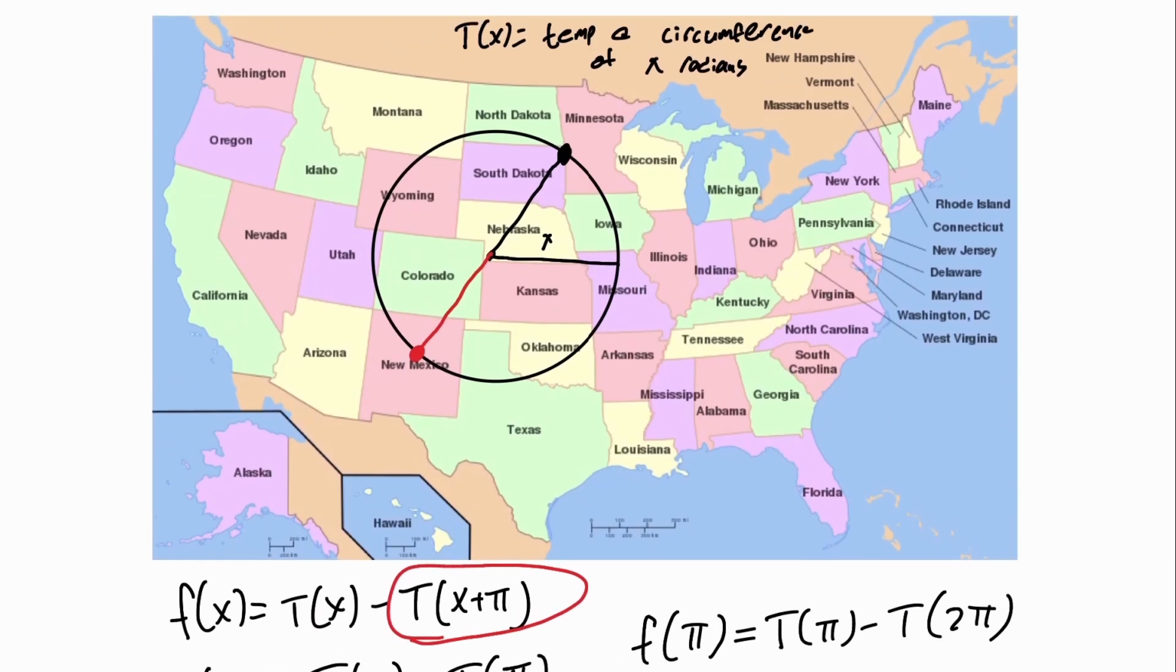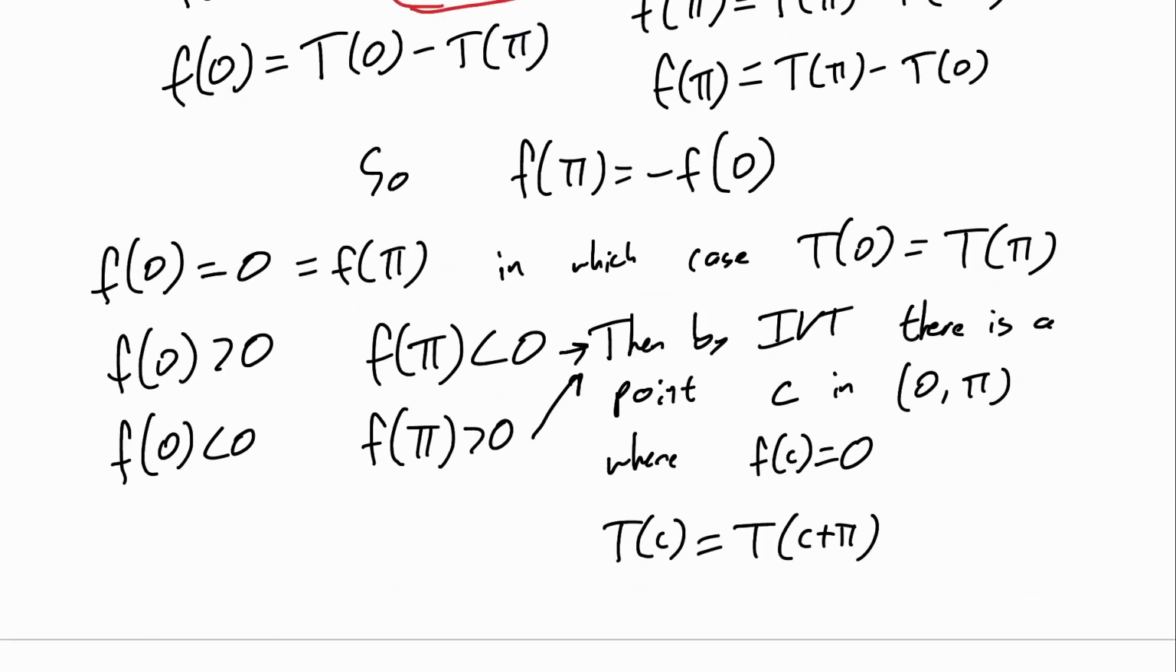How neat is that? You draw any circle on any map, you're guaranteed to have 2 points on the opposite sides of the circle that have the same temperature. I think that is super duper cool. And before we leave off, I want to make one quick note. The intermediate value theorem only applies to continuous functions.